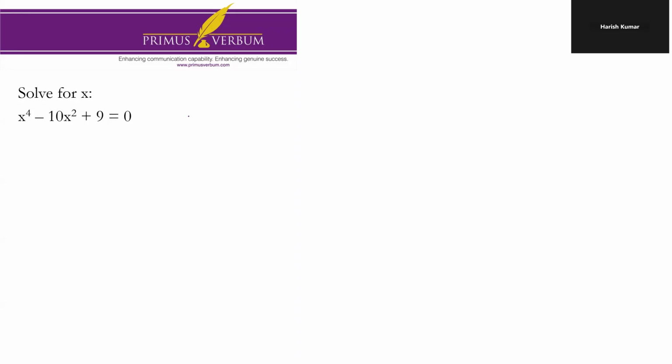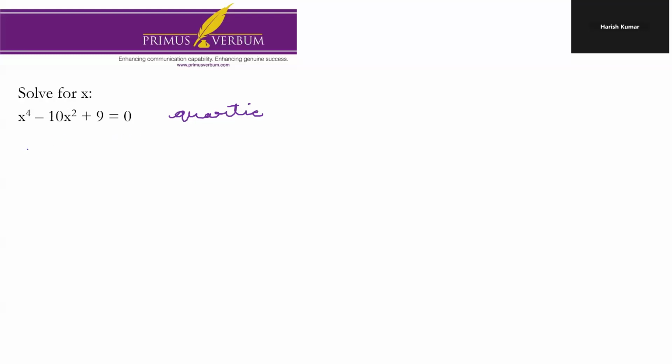Okay, so here the highest power on the variable is 4 and such an equation is known as a quartic equation. You should not confuse this with a quadratic equation which has 2 as the highest power in the variable. So let's go ahead and try to solve this quartic equation.